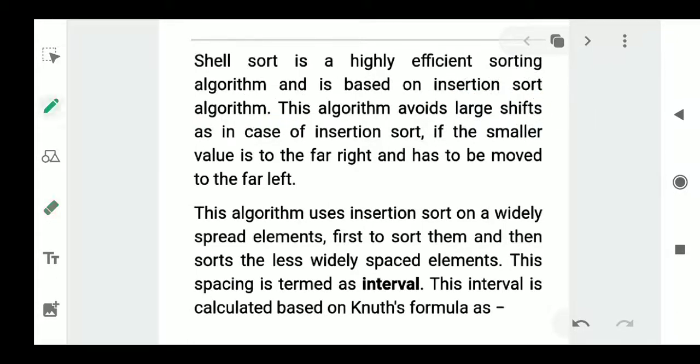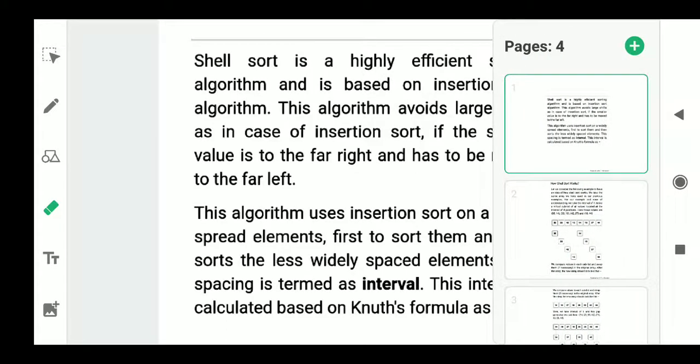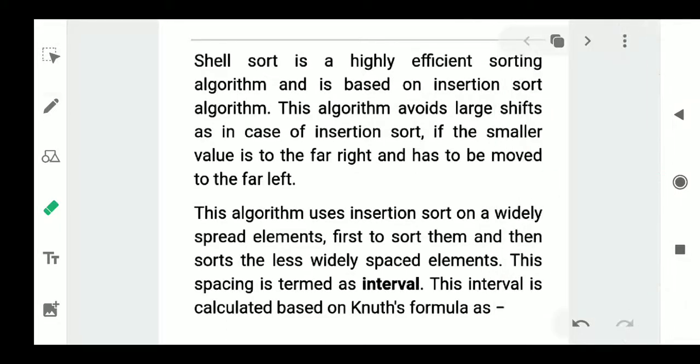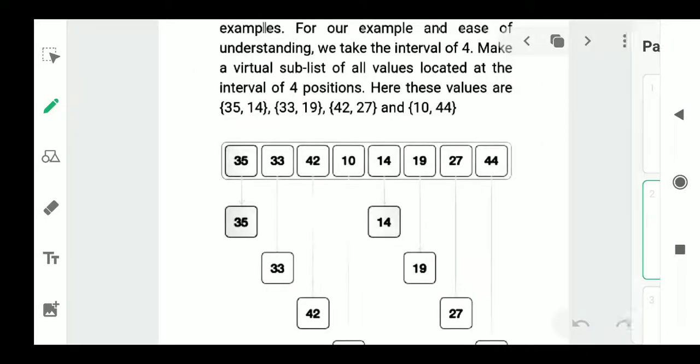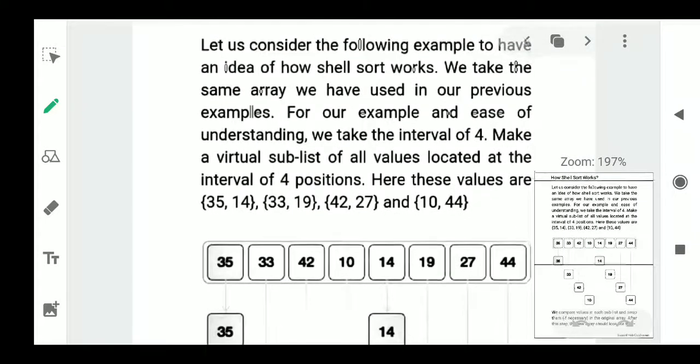But insertion sort works based on comparisons only. If any smaller value is at the far right and has to be moved to the far left, it takes many moves. So I will explain the meaning of shell sort with an example so that we will understand very clearly, and we will also understand what Knuth's formula is for arranging all the elements based on shell sort. This is the example we have taken.